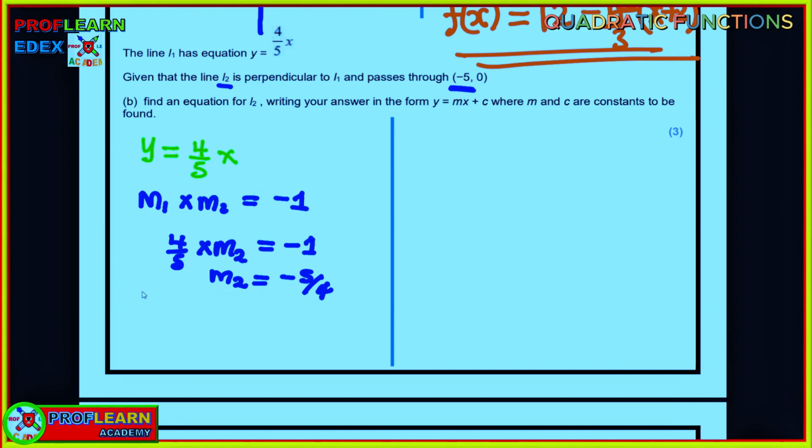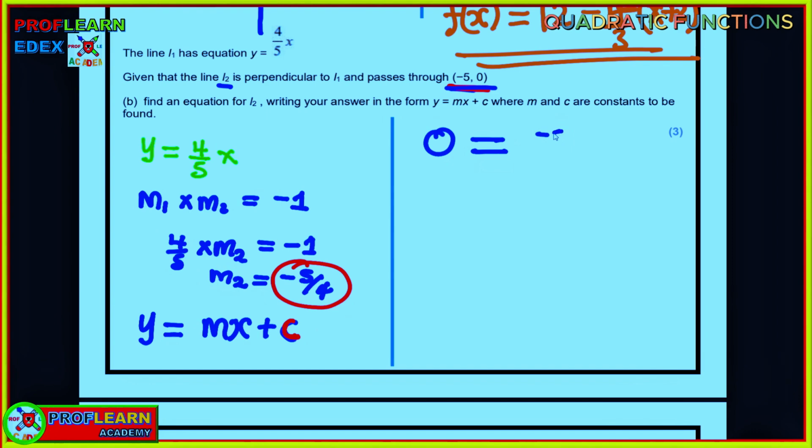So what does that mean? The equation of a straight line is usually y equals mx plus c. That one we know. Because we have already gotten the gradient of L2, and we know the coordinates where L2 passes, we can now find the value of c. At that point, we can say y is 0 from this coordinate.